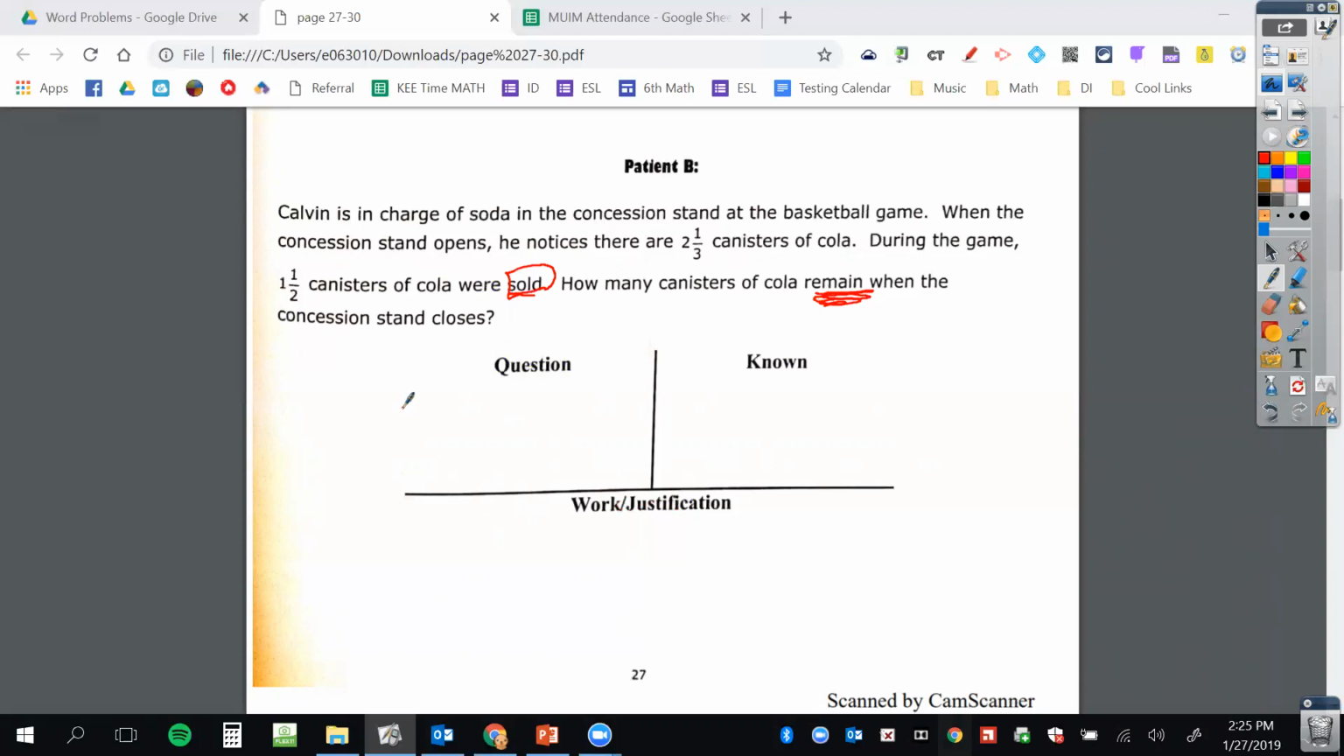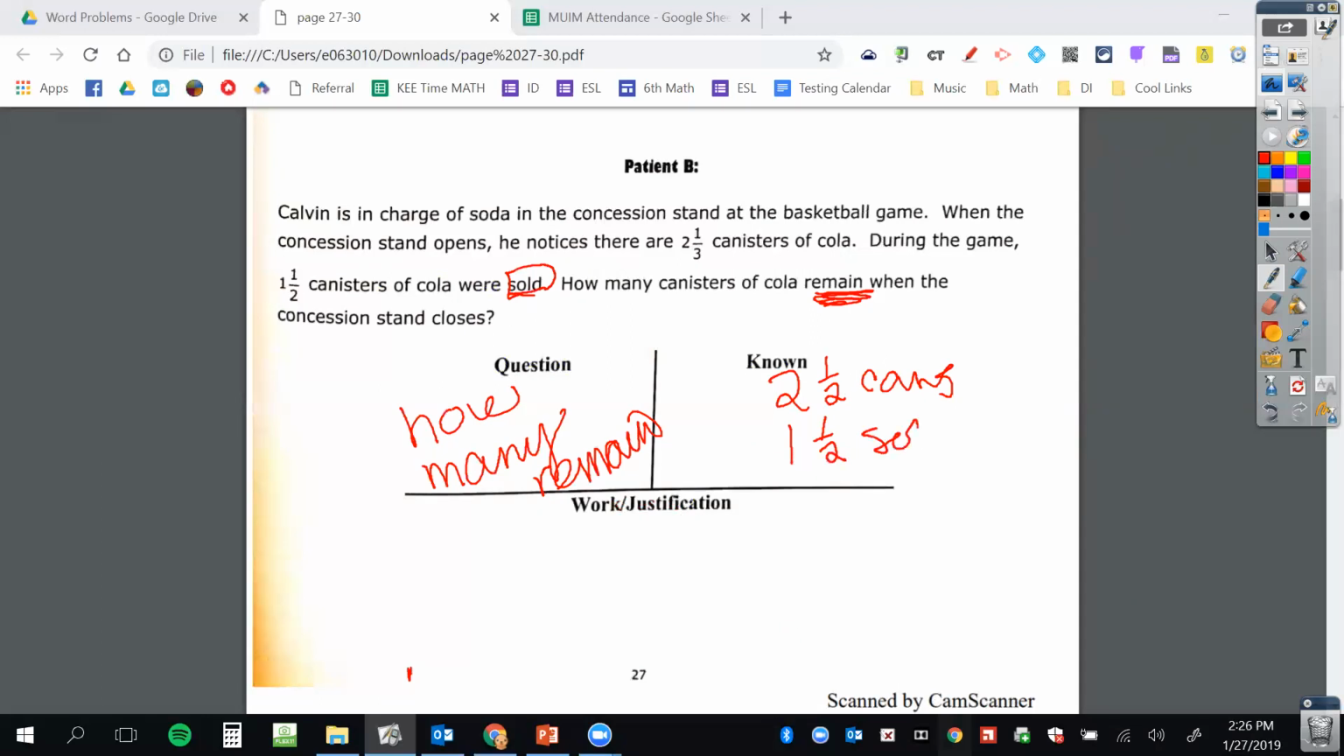So the question is how many remain. When you do this, you don't have to write complete sentences, just write little notes to yourself. And what's known, I said, I know I have 2 1/3 cans. I know that 1 1/2 sold. So I know I'm going to have to subtract. And again, I'm going to have to find a common denominator.